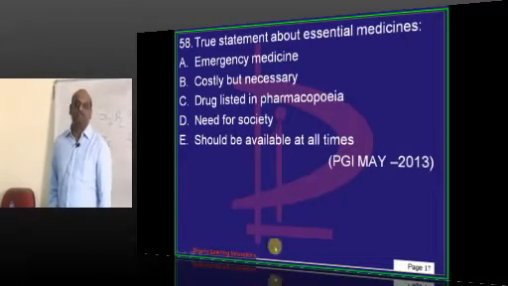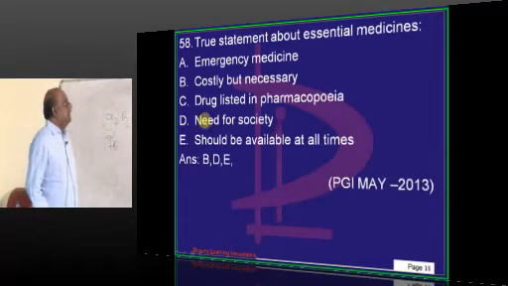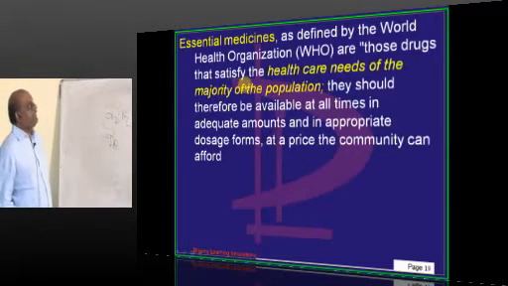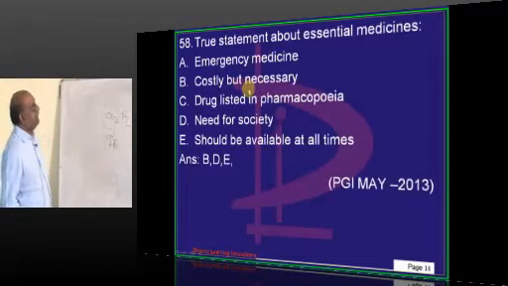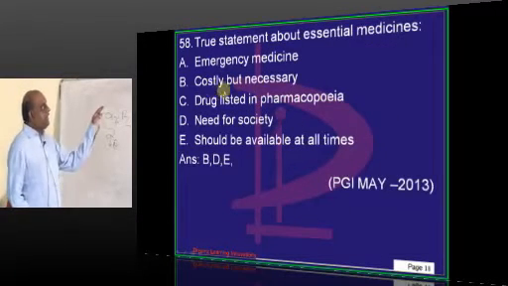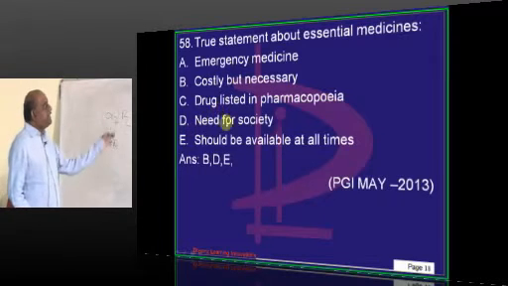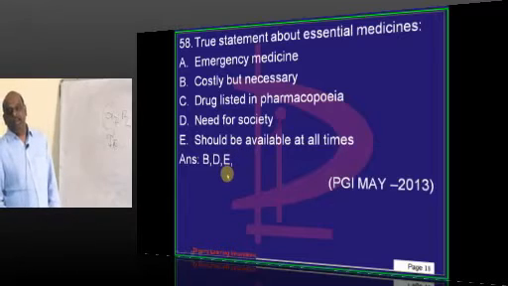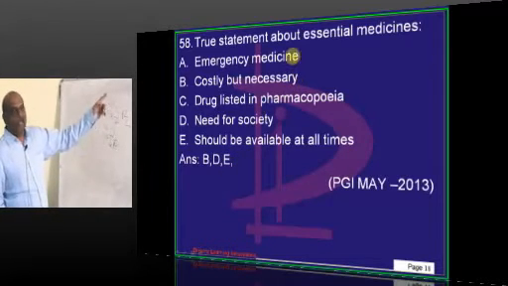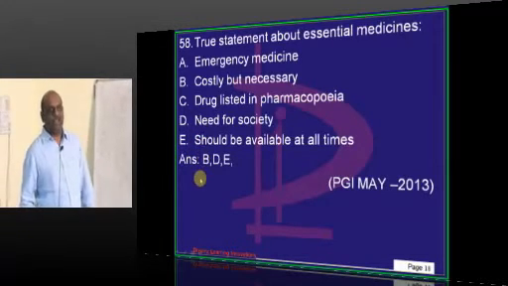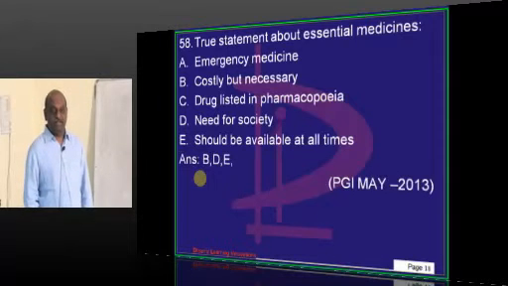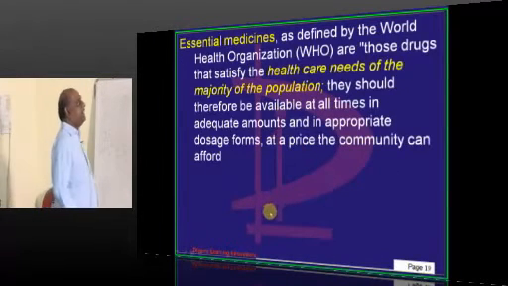What is an essential medicine? Basically WHO has given a definition of essential medicine. On that, the question was composed. It is costly but necessary, and it is needed for society, and it should be available at all times. It is not a drug listed in pharmacopoeia, nor is it an emergency drug. It is required for all at all times, like a BP tablet. Everyone needs it, insulin everyone needs. Of course, insulin is also an emergency medicine. So that's the point.